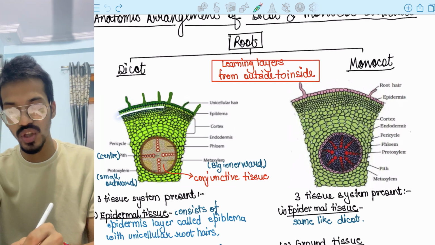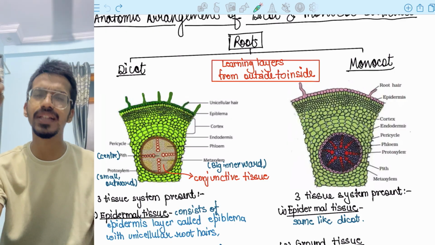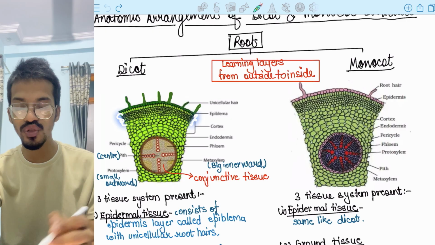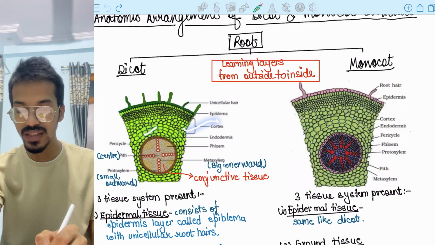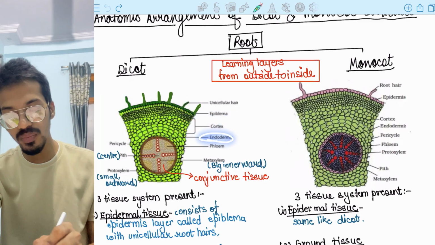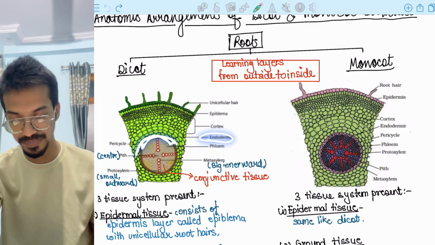Now this cortex has different layers present. Just below the epidermis, we call it hypodermis. Although it is not much demarcated over here, if you see, the cells in this layer are much more compactly packed compared to here. So here the intercellular space is present in the general cortex area. Then the innermost layer of the cortex is the endodermis.